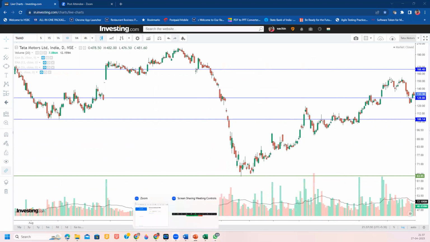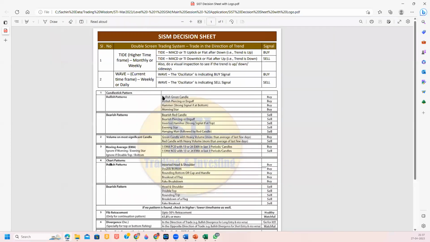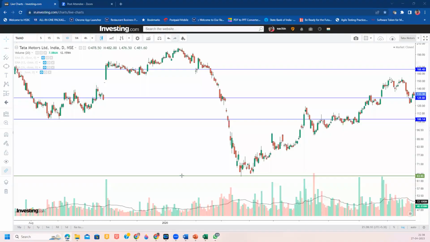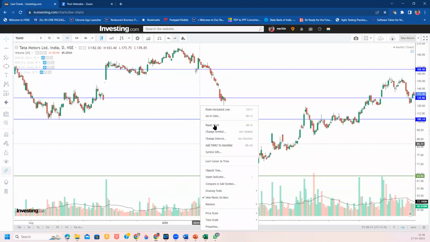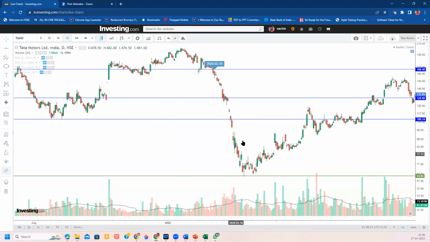Right, so I'll show you that. In the decision tree, first, what we are going to do is select a time frame. Maybe I will select a random one, somewhere in the past, some date in February. My time frame as of now is the daily time frame, just to start with an example.